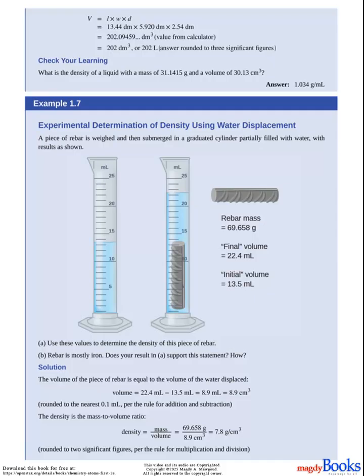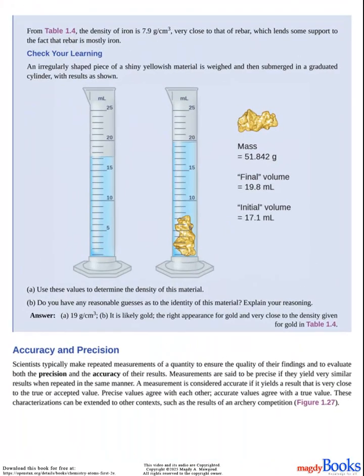The density is the mass to volume ratio. Density equals mass divided by volume equals 69.658 gram divided by 8.9 centimeter cubed equals 7.8 gram per centimeter cubed. Rounded to 2 significant figures per the rule for multiplication and division. From table 1.4, the density of iron is 7.9 gram per centimeter cubed, very close to that of rebar, which lends some support to the fact that rebar is mostly iron.